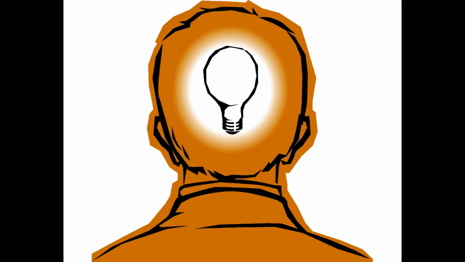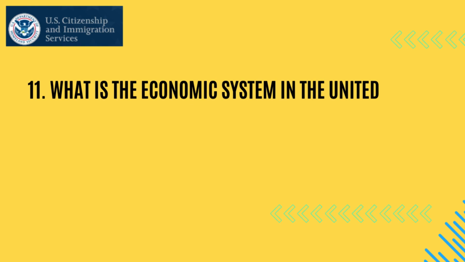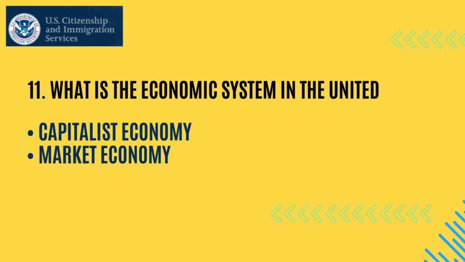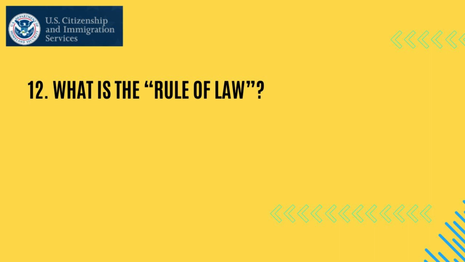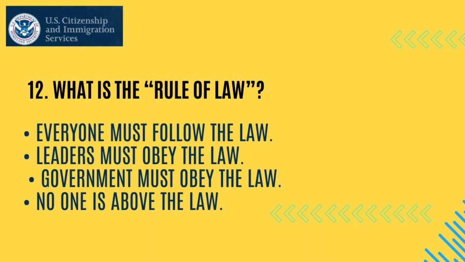Now try to remember. 11. What is the economic system in the United States? Capitalist economy. Market economy. 12. What is the rule of law? Everyone must follow the law. Leaders must obey the law. Government must obey the law. No one is above the law.